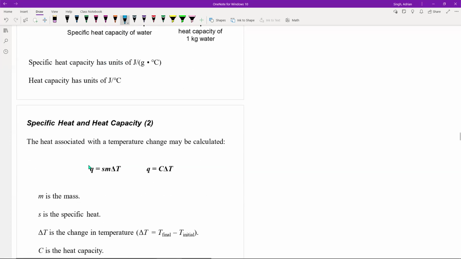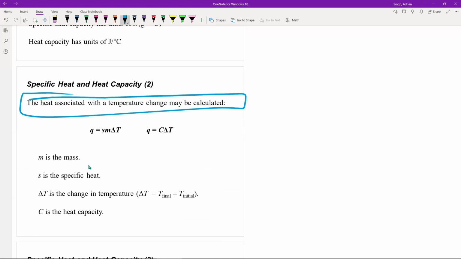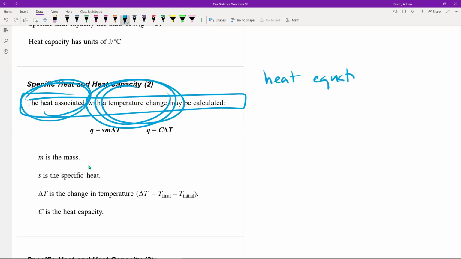So there is an equation that we can use, and this is what we're trying to get to, to calculate the heat changes or the heat associated with temperature changes. And this is going to be very, very useful for us. We can calculate heat changes by looking at temperature changes. And the equation is often called the heat equation. It's often written as Q, heat, is equal to m, the mass, times c, the specific heat, times delta T.